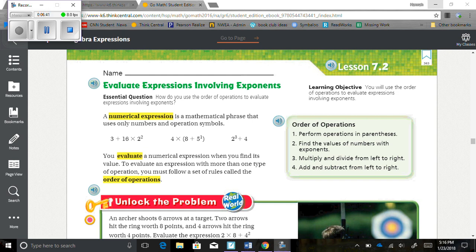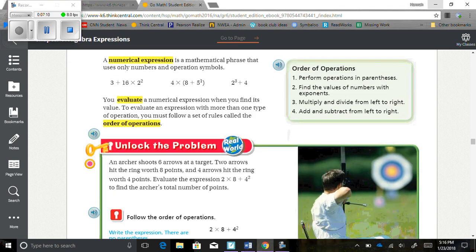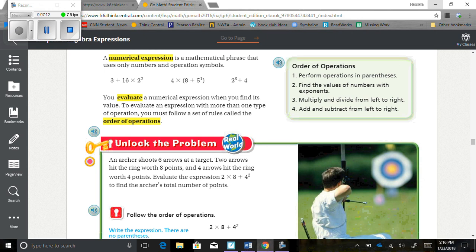A numerical expression, vocab, okay? Numerical expression is a mathematical phrase that uses only numbers and operation symbols. So it gives you 3 examples there. Numbers and operation symbols only. You evaluate a numerical expression when you find its value. To evaluate an expression with more than one type of operation, you must follow a certain set of rules called order of operations. Okay, my class, you know that as PEMDAS or Please Excuse My Dear Aunt Sally, whichever one made more sense to your brain.